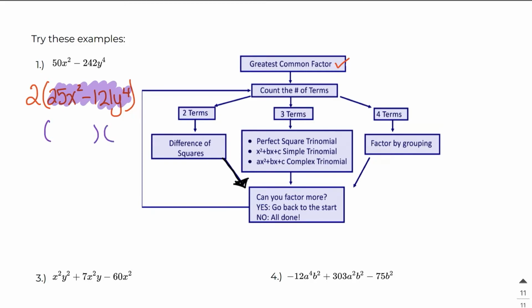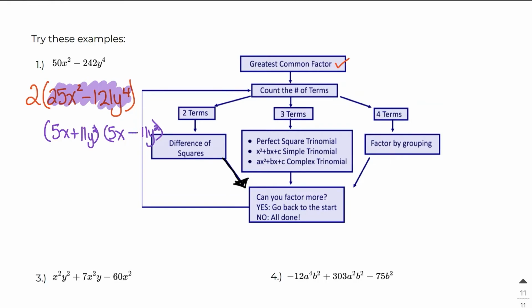The square root of 25 is 5. The square root of x squared is x. So I've got 5x here. The square root of 121 is 11. And the square root of y to the power of 4 is y squared.